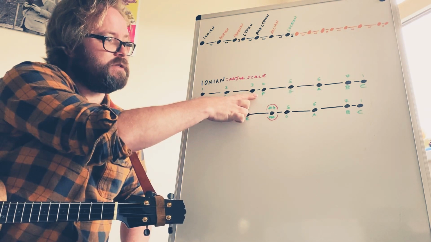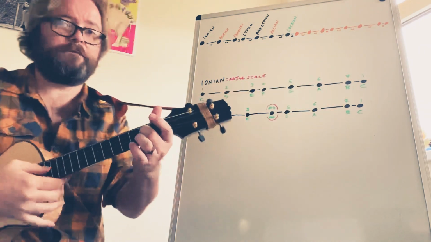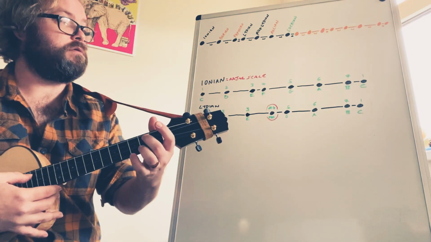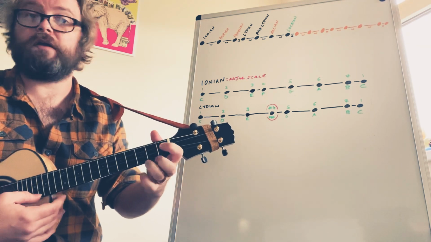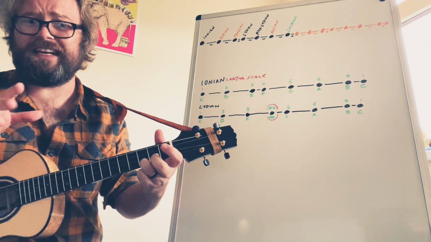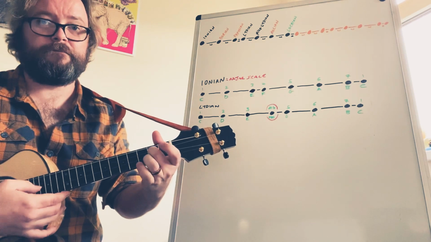If I play this cluster of notes and then this cluster, so C, D, E, F, and then G, A, B, C. Can you see how it sits quite naturally on the F?